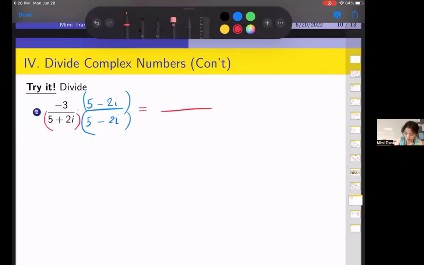Let's take care of the bottom. It's going to be 5 squared minus (2i) squared. 5 squared, 25. Minus 4i squared. Well, negative 4i squared is positive 4. 25 plus 4 is 29. Now, the top, we distribute. Negative 3 times 5 is negative 15. Negative 3 times negative 2i is positive 6i.